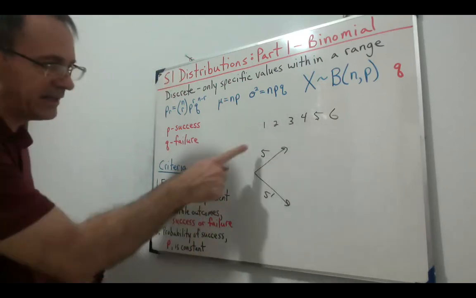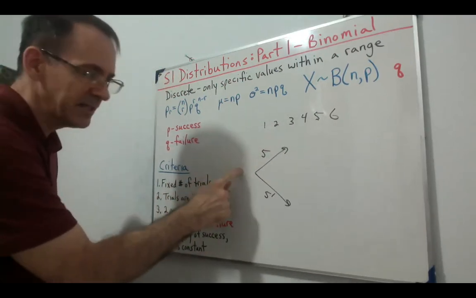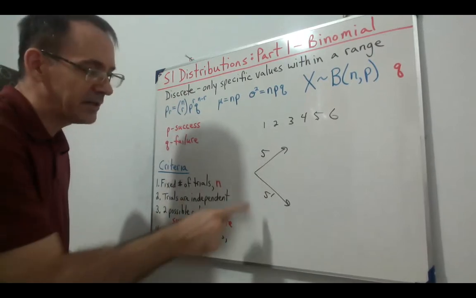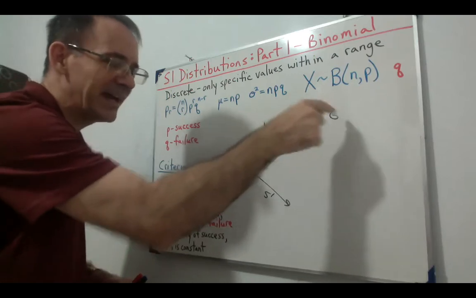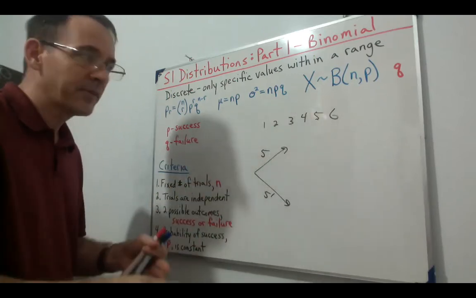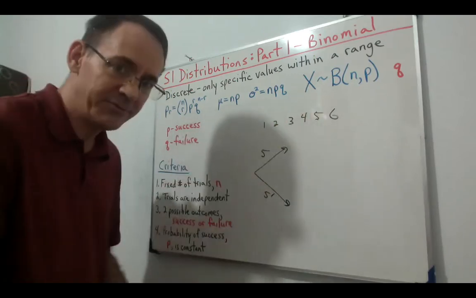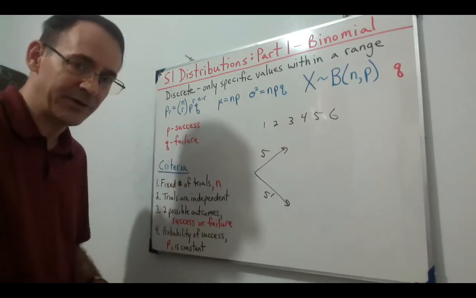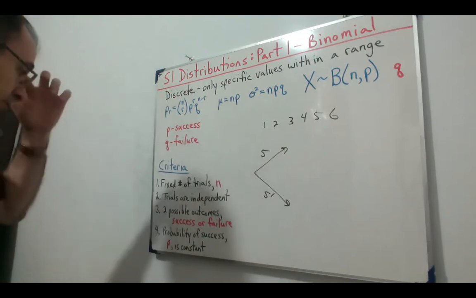So again, you'll have a clear success and everything else being failure. So it might mean for the failure, you have to add up all the probabilities of the non-5s to get your failure, or do 1 minus the probability of 5. Okay, so that's number 3.